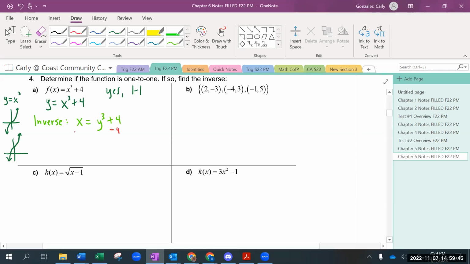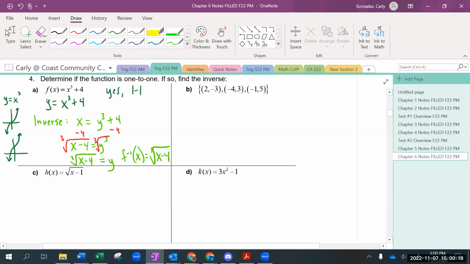So subtract 4. X minus 4 equals y cubed. And now we'll do the cube root of both sides. However, because it's an odd root, we do not need the plus or minus. So we get the cube root of x minus 4 is y, or utilizing inverse notation, f inverse of x equals the cube root of x minus 4.